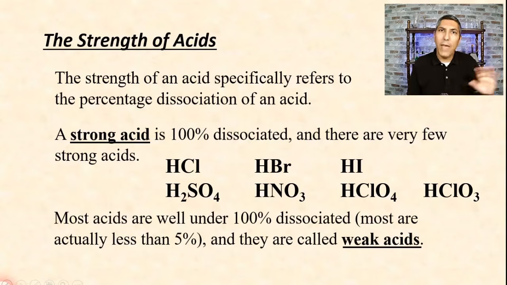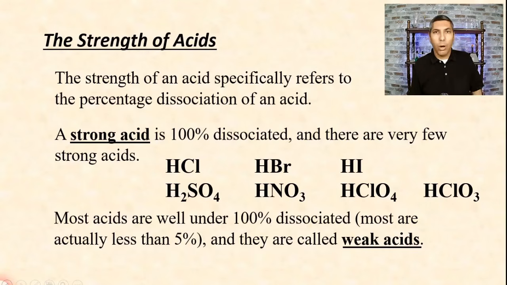On the other hand, the vast majority of acids, pretty much every other acid that's not one of these 7, is going to be well under 100% dissociated. In fact, a lot of them are way less than 5%. And we call those weak acids. And they're weak acids because they don't dissociate very much.